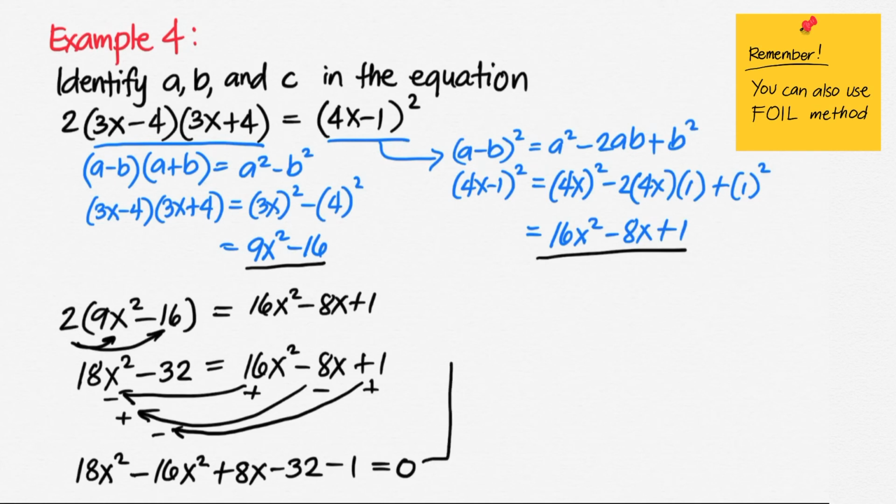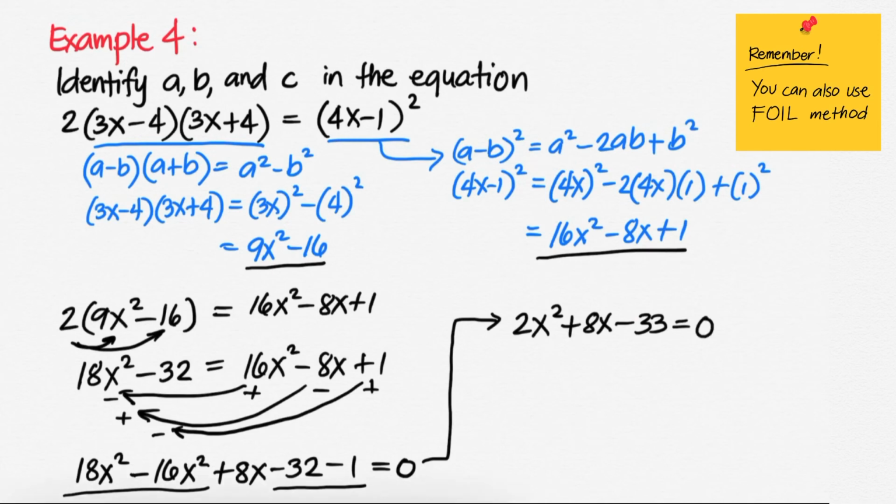So combine like terms. 18x squared minus 16x squared is 2x squared, then plus 8x, then negative 32 minus 1 is negative 33 equals 0. In standard form, ax squared plus bx plus c, a is 2, then b is 8, and c equals negative 33.